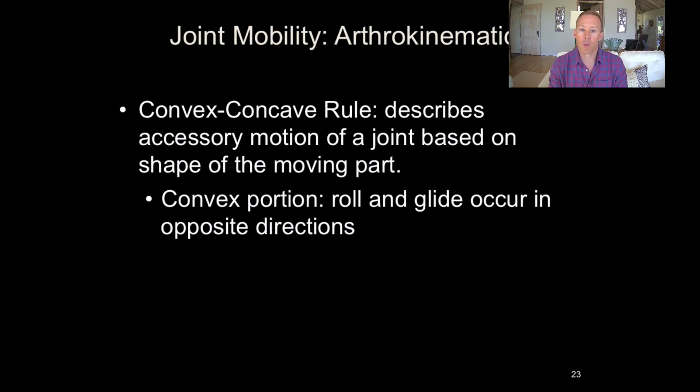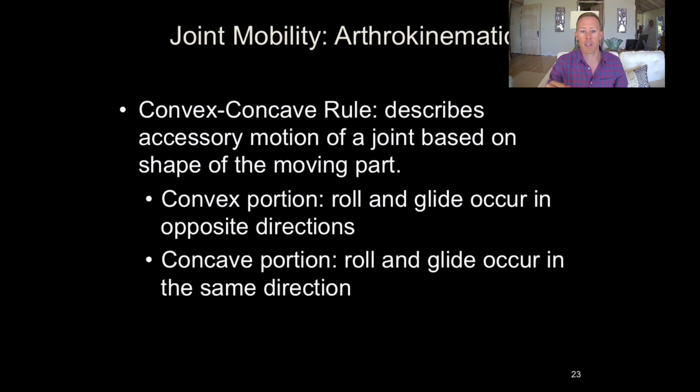In terms of the rules, we're just going to cover the rules right now, and again we'll get into specifics in each joint. The convex portion, the roll and glide, occur in opposite directions. So imagine a bone that's rolling anteriorly, that means that the glide would be posterior. So they just occur in opposite directions. So if you have a convex joint, like an outward-facing joint, and it's rolling anteriorly, it's going to have an associated posterior glide. Those two working together help to keep the joint centered.